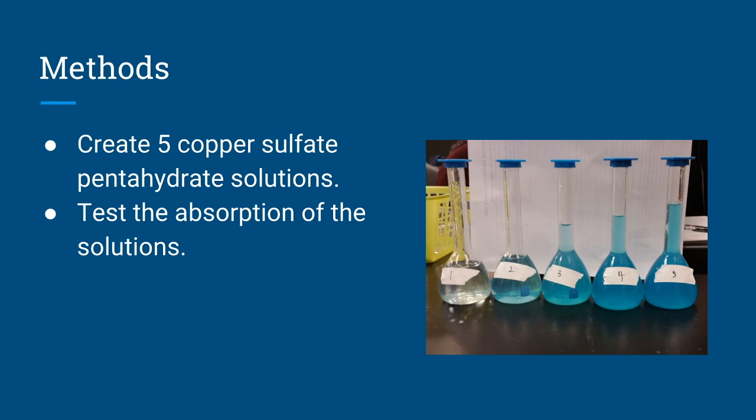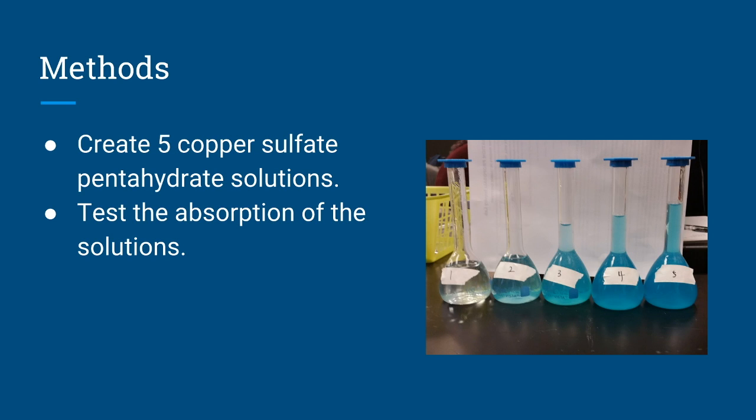the 100 milliliter mark. For the next solution, weigh out 1.248 grams of the copper sulfate pentahydrate and add it to a volumetric flask, then label it 0.050 molar. Then fill up the volumetric flask to the 100 milliliter mark.